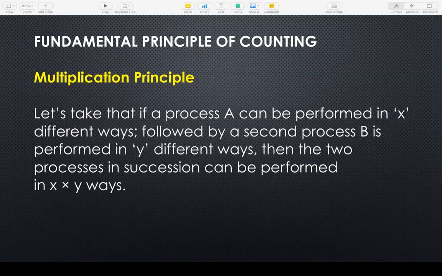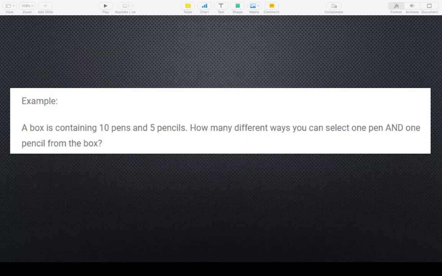Okay, so let's look into a few examples so that you understand how to apply this multiplication principle. Here's a question for you. A box is containing 10 pens and 5 pencils. How many different ways can you select one pen and one pencil from the box? Tell me the answer.